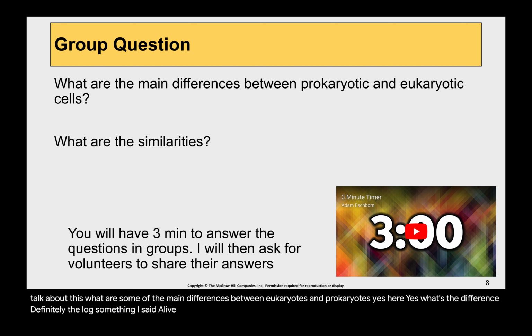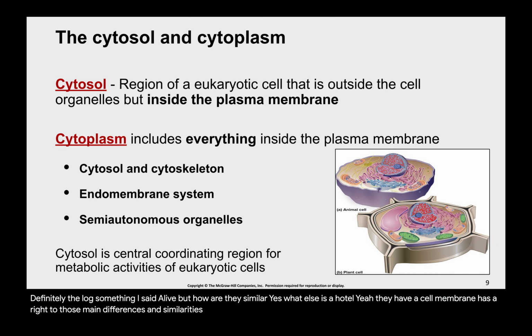Right? But how are they similar? They both have DNA, yes. What else do they both have? It surrounds the entire cell. Yeah, they have a cell membrane. Yes. Right. So there are those main differences and similarities. We will continue on talking about our eukaryotic cells here.